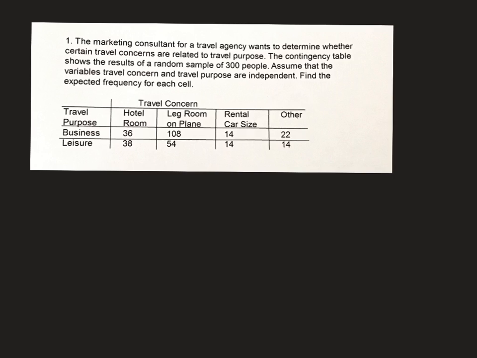So in number 1, a marketing consultant for a travel agency wants to determine whether certain travel concerns are related to travel purposes. The contingency table shows the results of a random sample of 300 people. Assume that the variables travel concern and travel purpose are independent. Find the expected frequency for each cell. Well, in order to do that, we have to find our totals. So I'm going to just add another row and another column for my totals.